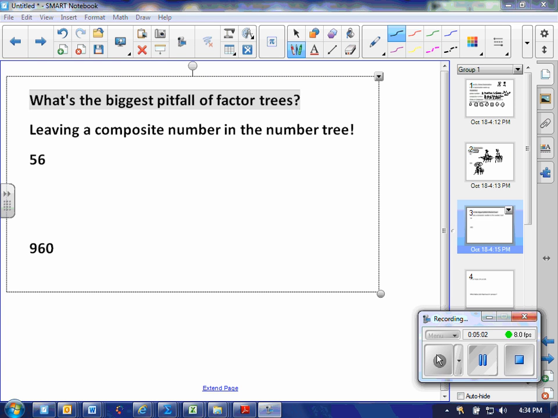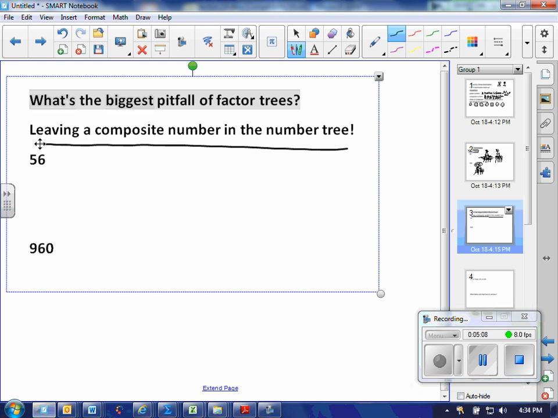Now, you notice here on this slide, it says, what's the biggest pitfall of factor trees? This is, by far, leaving a composite number in the factor tree. So you really have to know your prime numbers, especially 1 through 100. I have a lot of people who think it's prime and they circle it, when really it can be broken down more. So let's just try 2 more.